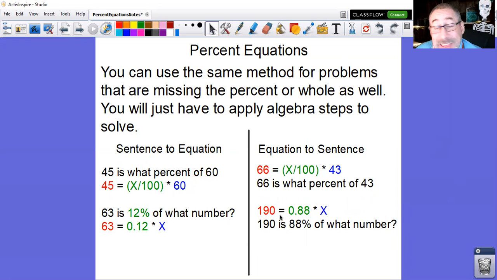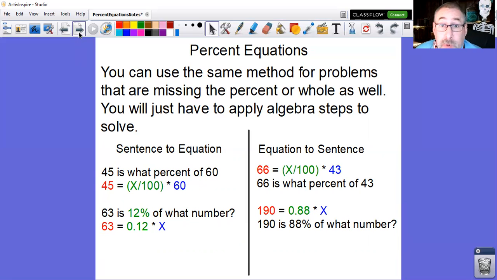190 is 88%. So that's 88 over 100. That's my percent, 88% of what number? All right. Not too bad, is it?